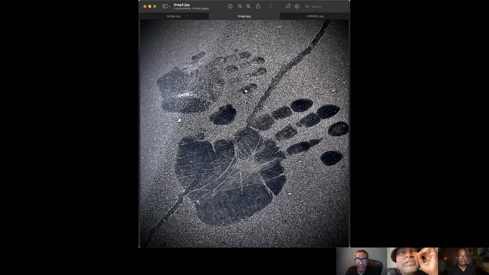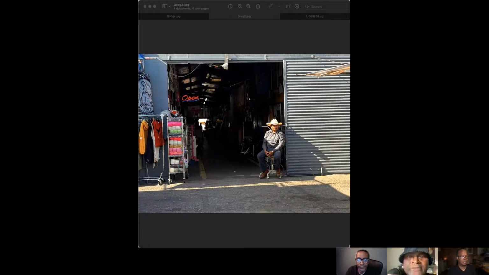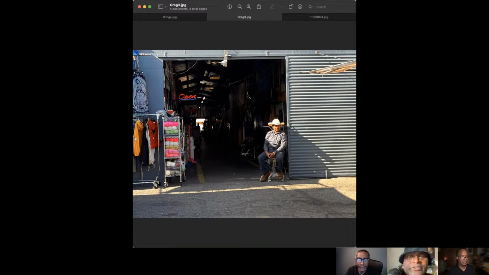Ken, can you change the image? Yeah. Oh, remove, I'm sorry. Change it or take it down. Yeah, go back to the cowboy photo. Yeah. Now, what were you saying, Mark?